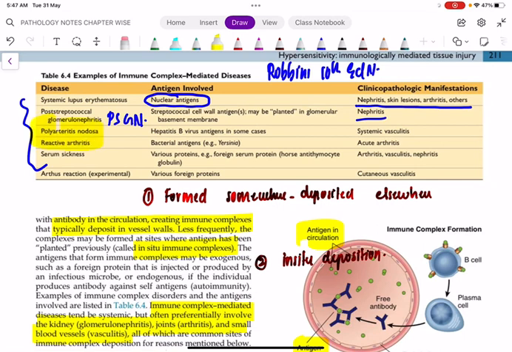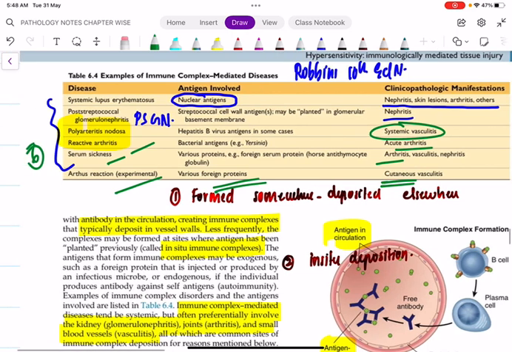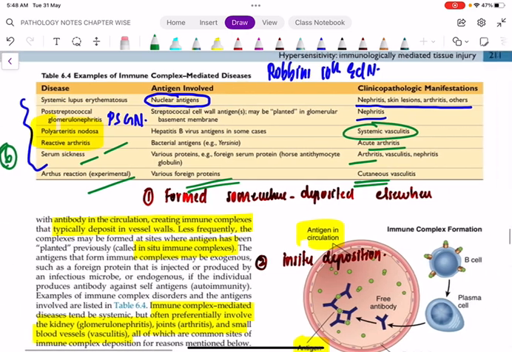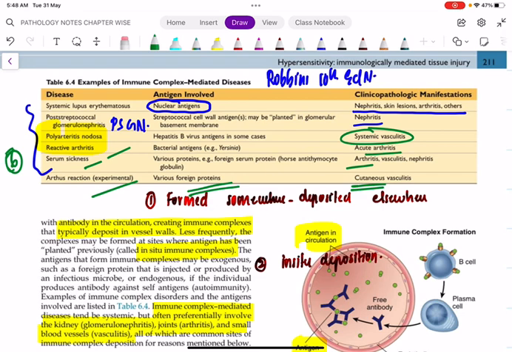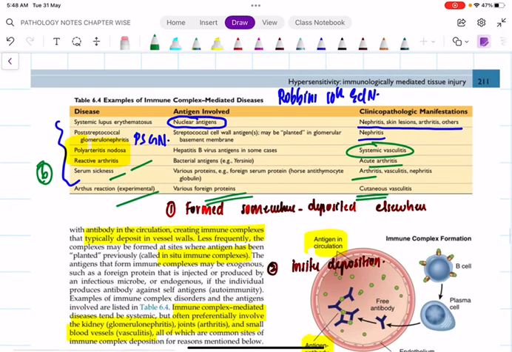Then we have polyarthritis nodosa. In polyarthritis nodosa, the antibodies are produced against the hepatitis B virus antigen, and it may cause systemic vasculitis. Reactive arthritis, again acute arthritis. Serum sickness, I told you already: arthritis, vasculitis, nephritis. And arthritis reaction against various foreign proteins, and cutaneous vasculitis. 1, 2, 3, 4, 5, 6. These 6 examples you should know, examples of immune complex mediated diseases.